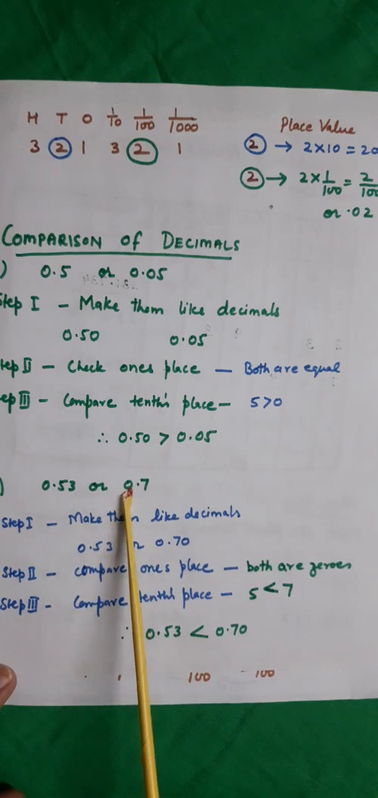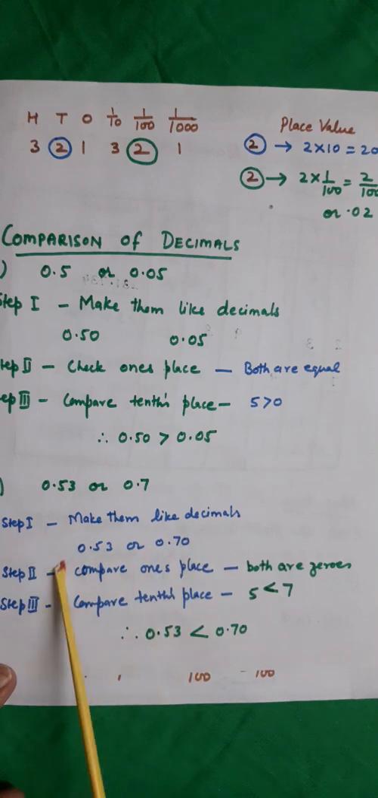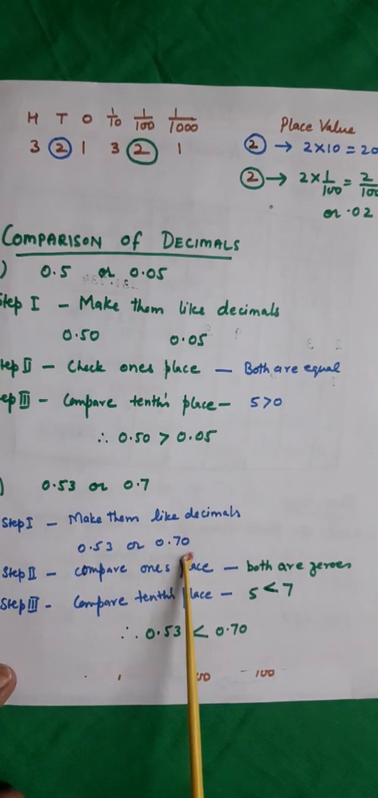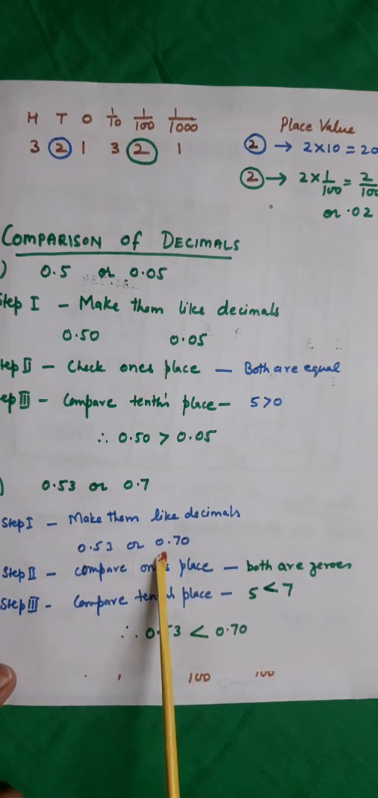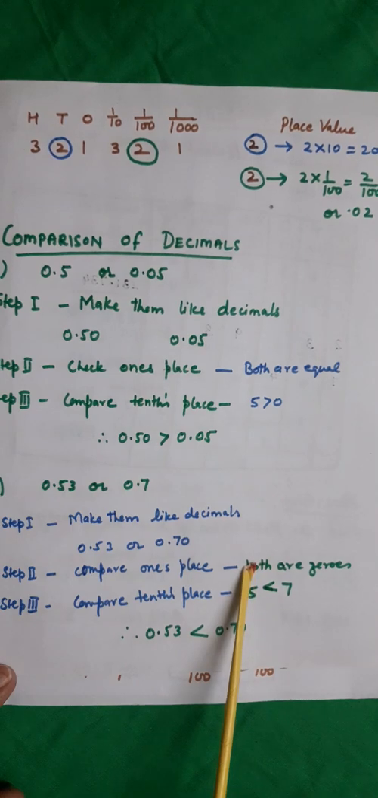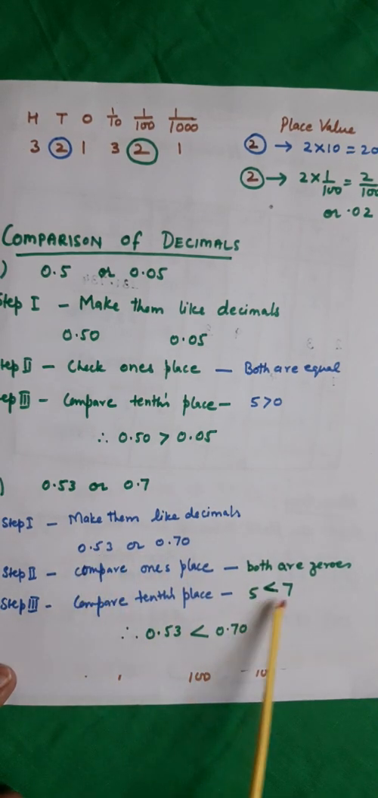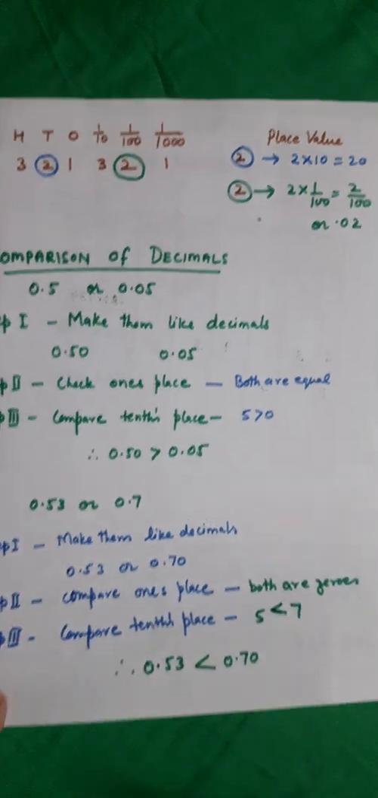0.53, and here I will add one more 0. So 0.70. Both have 2 digits after the decimal, so they are like decimals. Now I can compare them. Compare their ones places first. Both are 0. So move on to the right side now. Compare the tenths places. 5 is less than 7. Therefore, 0.53 is less than 0.70.